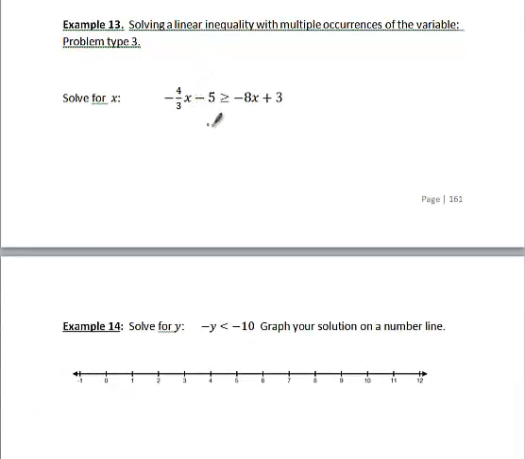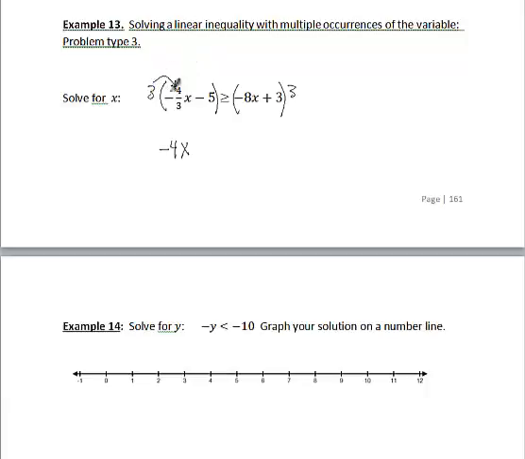Example 13, inequality with a fraction. We have 4/3. So to get rid of the fractions, we only have one. We just simply multiply everything by 3. Alright. So with the 4/3 times 3, the 3's simply cancel out, and we're left with a negative 4x.